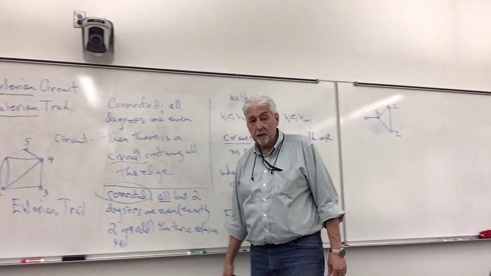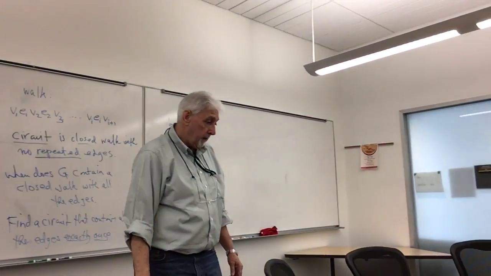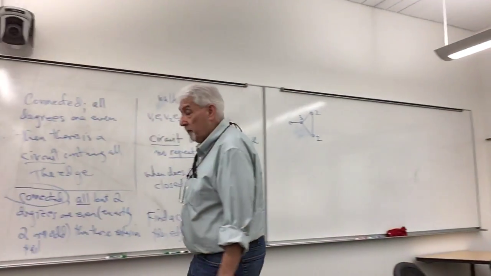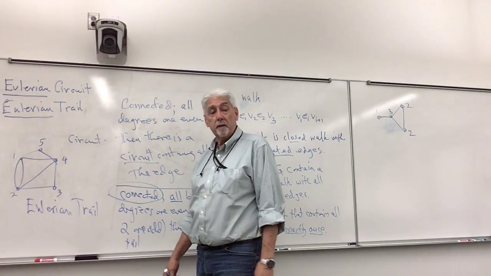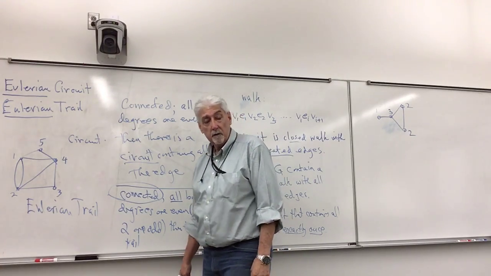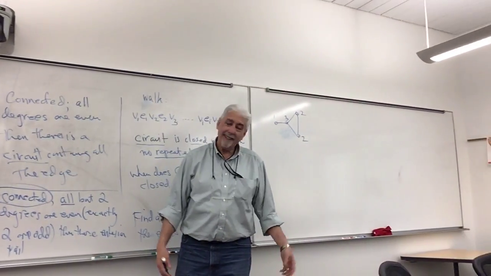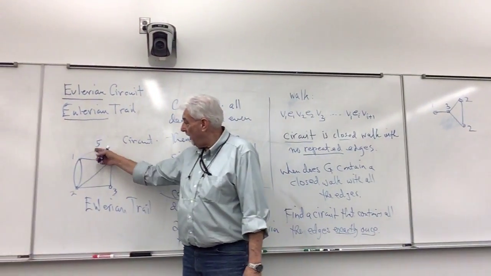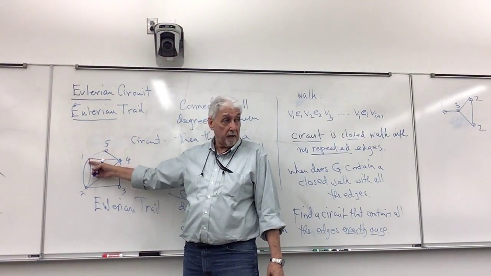A circuit with 3 edges? Now you can read off the numbers. It depends. So 1, 4, 5, 1 would be a circuit.